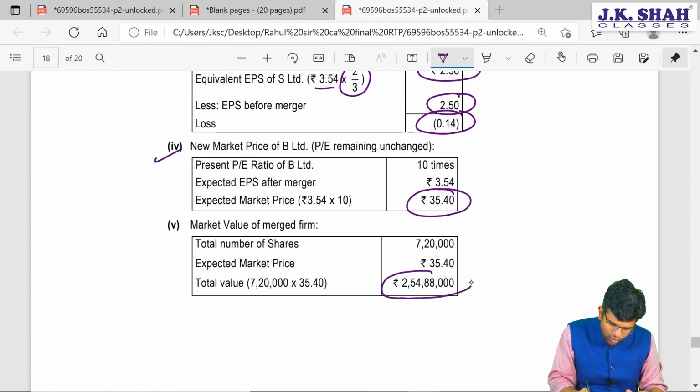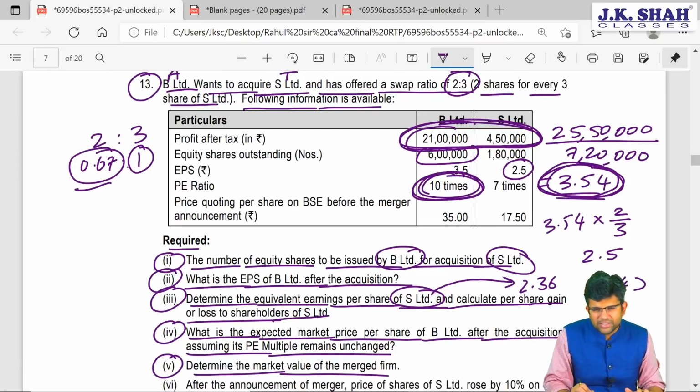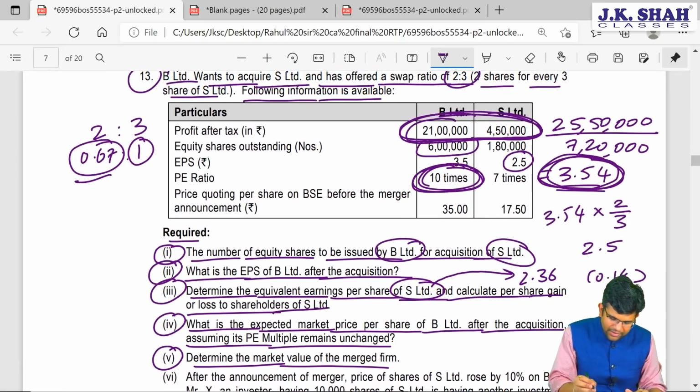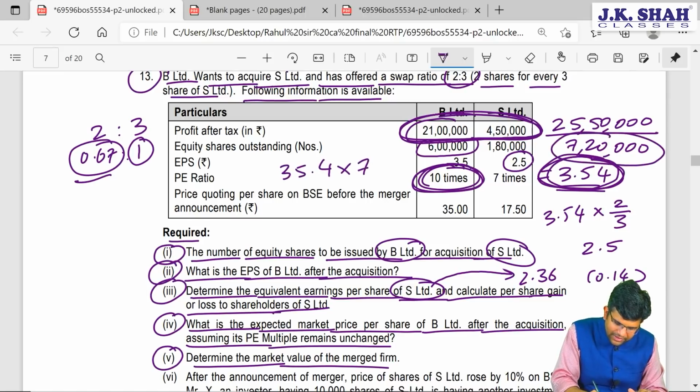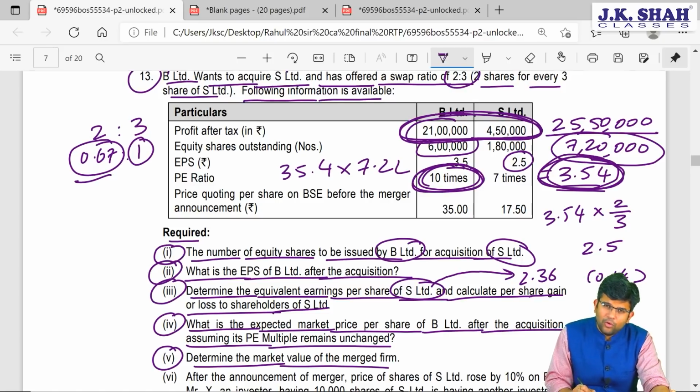They have got 2 crore 54 lakh 88,000. I'll tell you why. They have taken another route here, which includes some rounding off. Students, what they have done, they are saying that 1 share, as we got some time back, was rupees 35.4, correct? 1 share was rupees 35.4 multiplied by 7,20,000 shares outstanding, and do like that also, market price per share multiplied by total number of equity shares. So 35.4 multiplied by 7,20,000, you will get 2 crore 54 lakh 88,000.